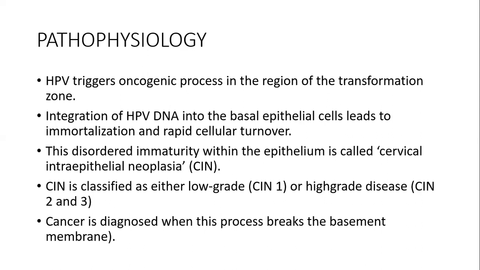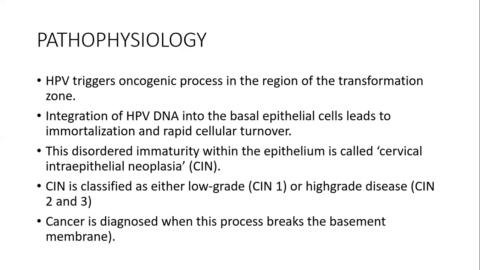So with continuous cell division, there's dysplasia. And over a period of time, there's disordered immaturity within the epithelium. This is known as what we call the cervical intraepithelial neoplasia, or the CIN. This metaplastic change is a pre-malignant lesion, so it is not yet cancerous. The CIN can be classified as low grade or high grade. We have 3 stages: CIN 1, 2, and then 3.